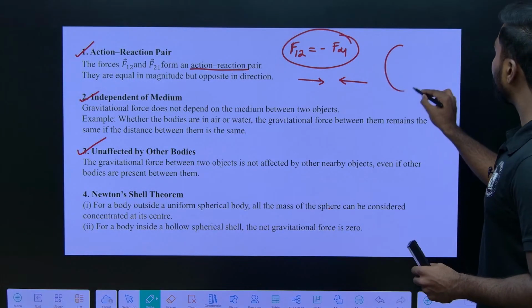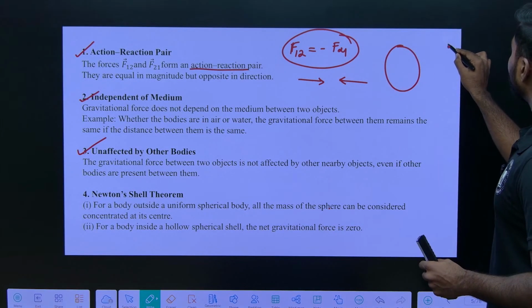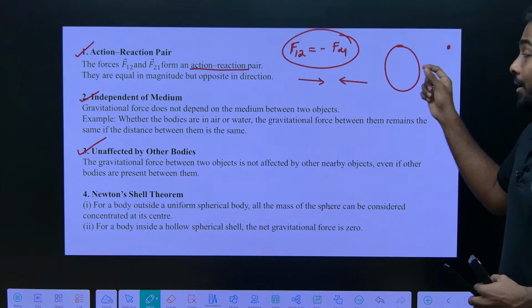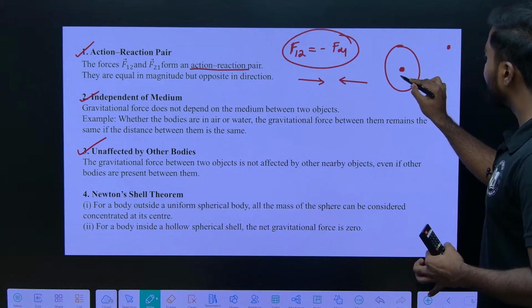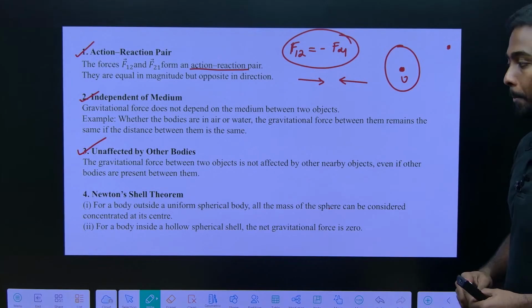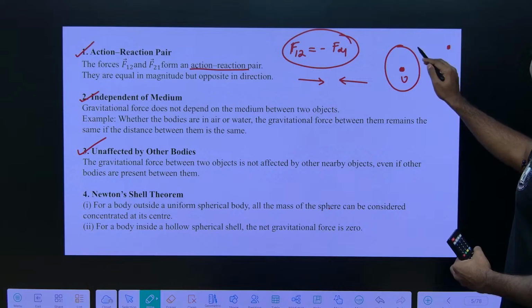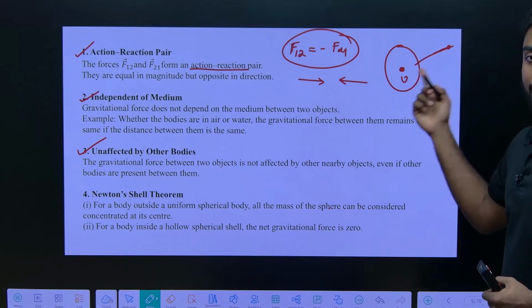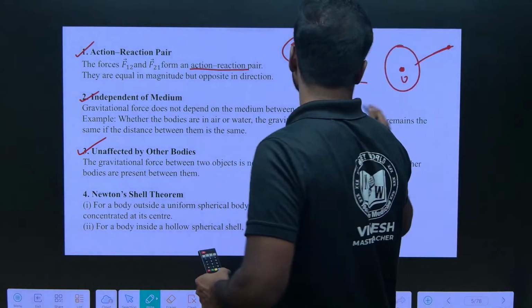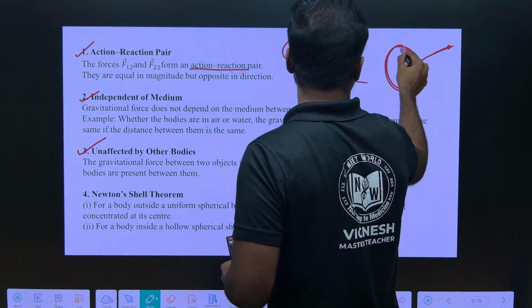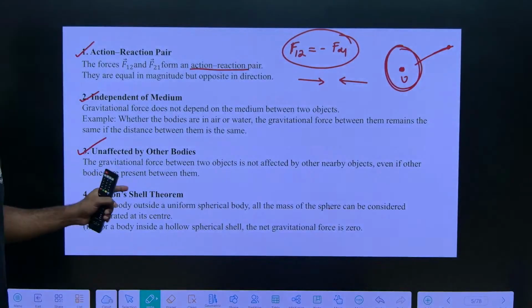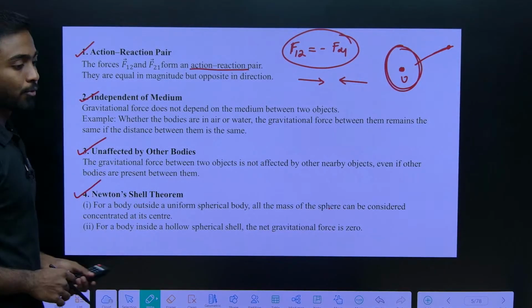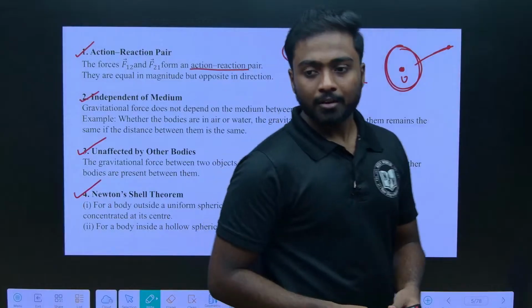So, when I talk about a body which is outside, it is considered as concentrated at the center. When I talk about inside, it will be 0. Okay. So, for this body and this body, there will be a gravitational force. But for this body and this body, there won't be any gravitational force. Okay. That is what the shell theorem says. So, 4 points. Next we will see some more points.